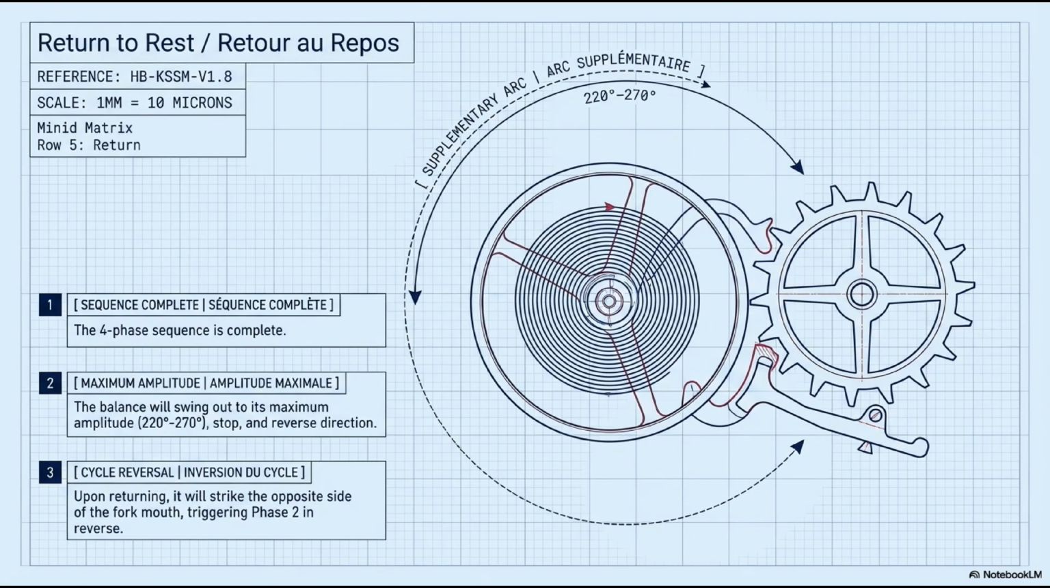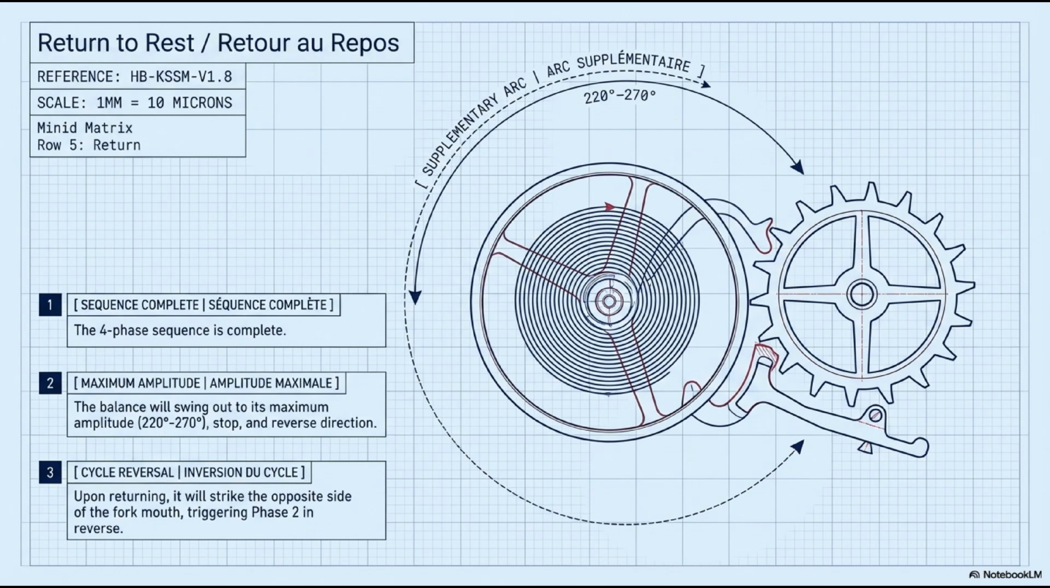The baguette is seated against the banking pin. The tooth is locked on the locking face. The balance wheel is swinging outward on its new supplementary arc. All 3 subassemblies are back in the rest state. 3 terminal events on this slide. First, sequence complete. The four-phase cycle has run from repose through dégagement, impulsion, and sécurité, and has reset to repose. One complete beat has occurred.